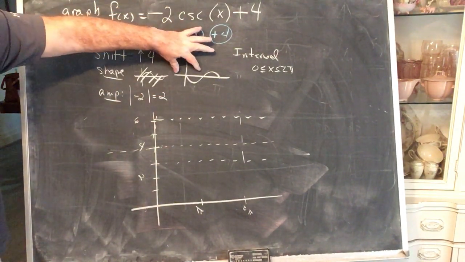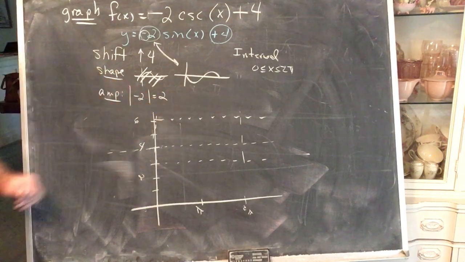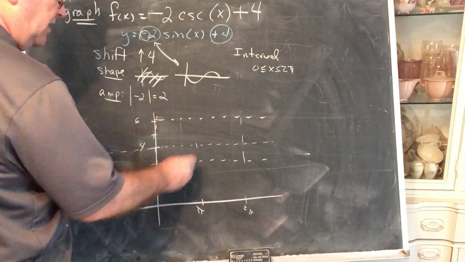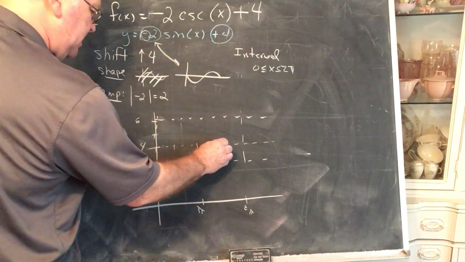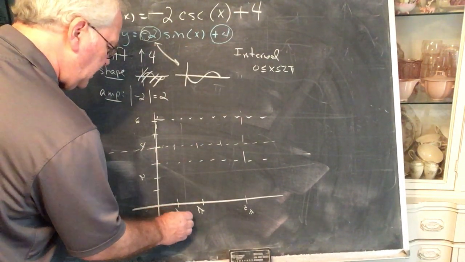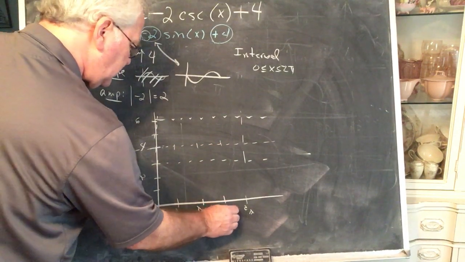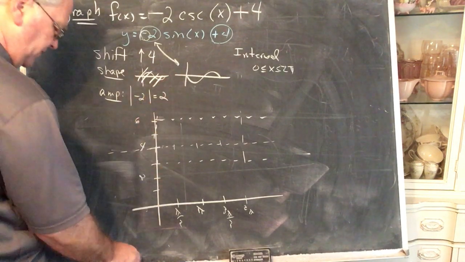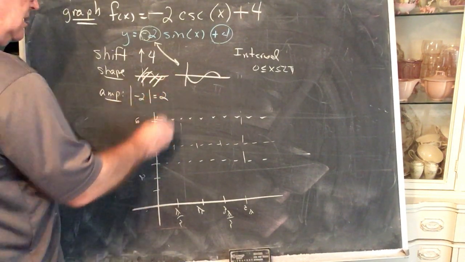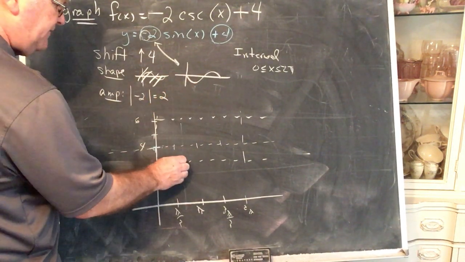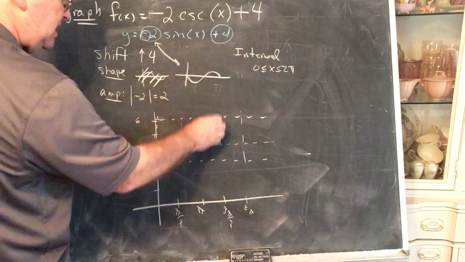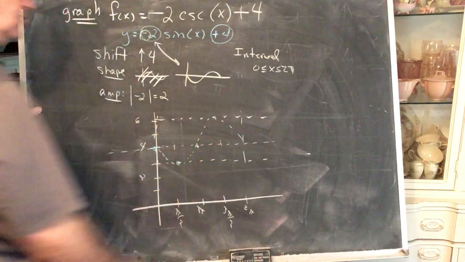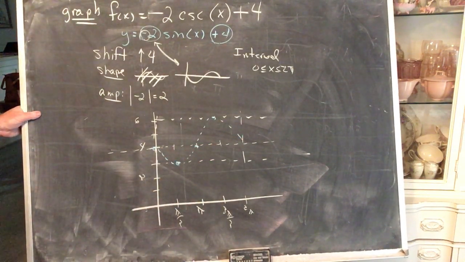So this graph needs to fit in that little rectangle, poorly drawn as it is. We need to divide into 4 equal pieces. This is at pi over 2, 3 pi over 2, so this is the standard curve. But notice what we're doing: node, trough, node, peak, node. So that's the associated sine curve.